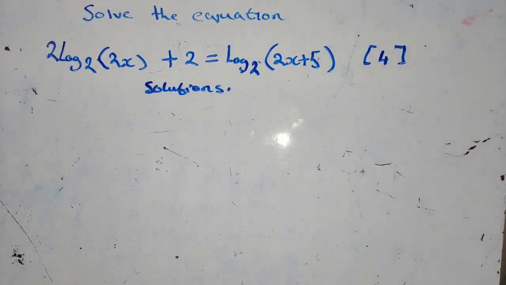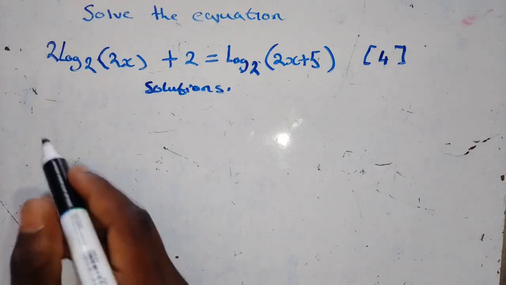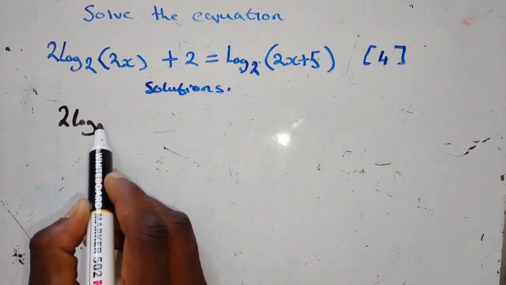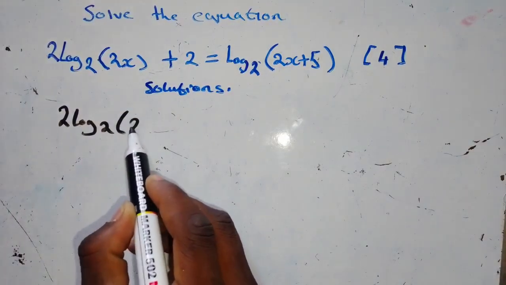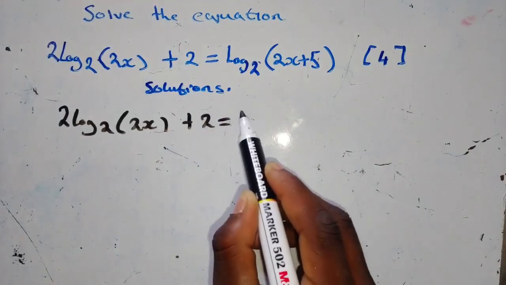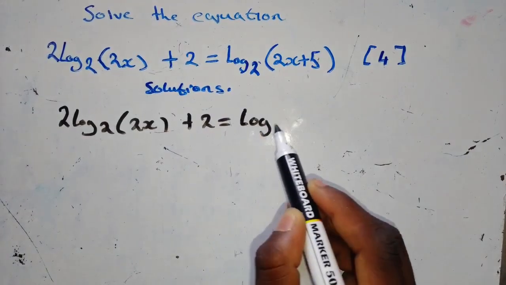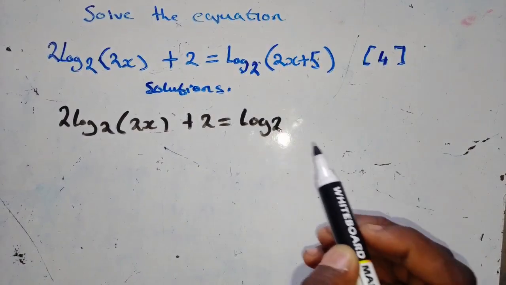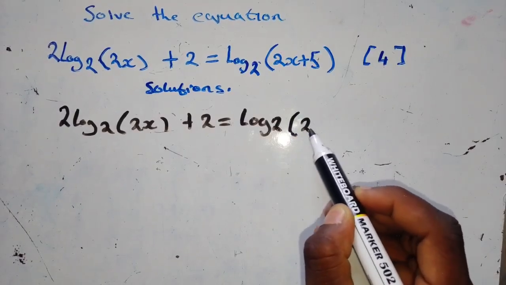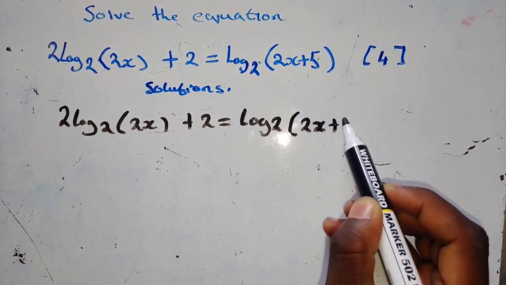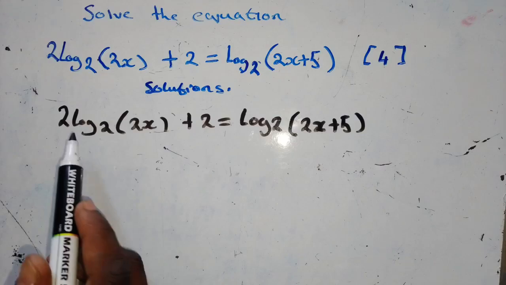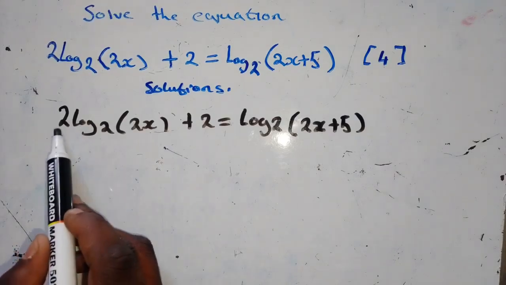So let's write the equation before we start solving. We have 2 log₂(2x) + 2 = log₂(2x + 5). First of all, before you proceed, you need to deal with this part which says 2 log₂(2x).